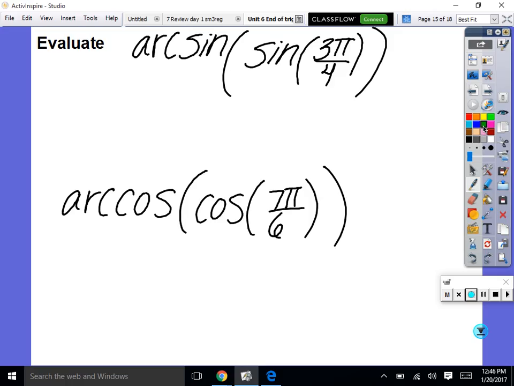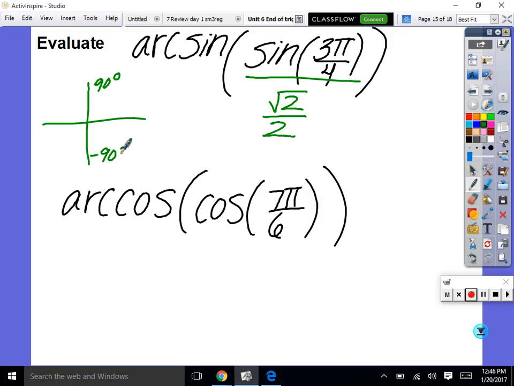Arc sine of 3 pi fourths. So we work this from the inside out. So sine of 3 pi fourths, you do unit circle. Sine is what? Y, guys? So that is square root of 2 over 2, right? Now arc sine means the angle whose sine is that. Remember, our outputs for inverse sine are between positive 90 degrees and negative 90 degrees. So where is the sine value that same thing? Pi fourths, right? That one should be really straightforward. Pi fourths or 45 degrees.